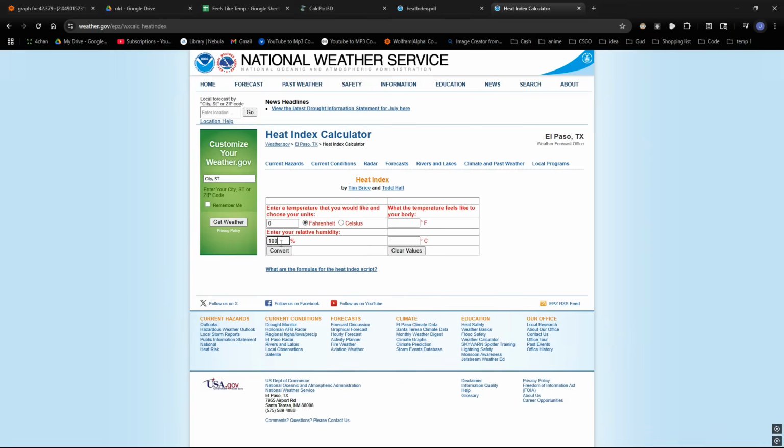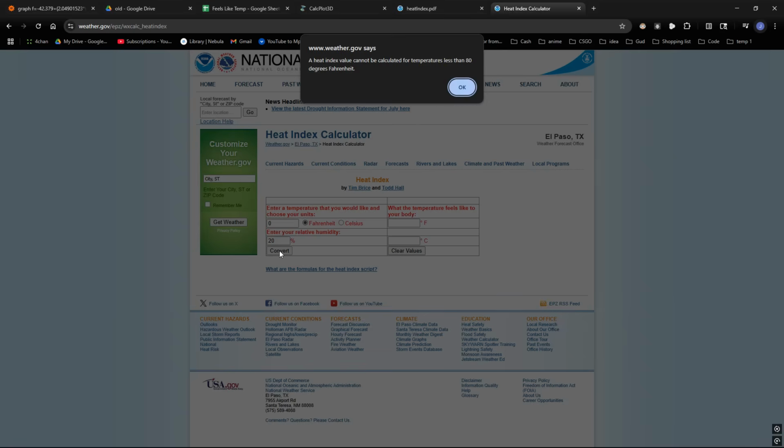oops, wrong spot. And humidity. Yeah, okay, so at least they acknowledge that you can't use it.